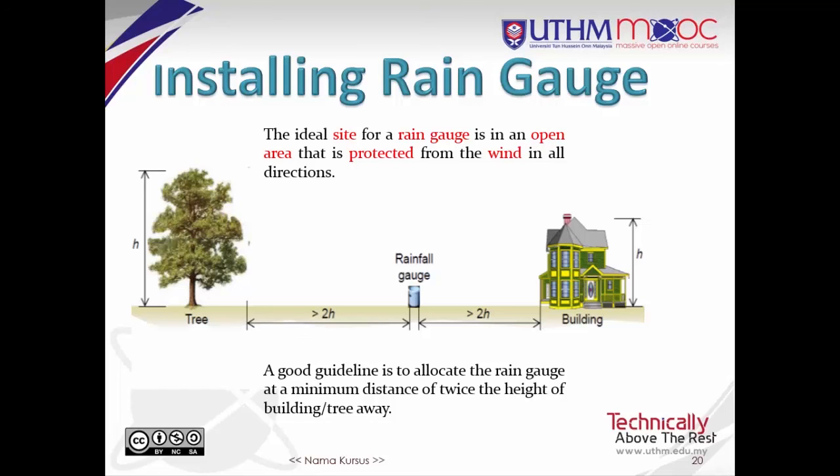The ideal site for a rain gauge is in an open area that is protected from the wind in all directions. Therefore, rain gauges should be sited in an open area away from the external factors mentioned earlier. A good guideline to follow as a minimum distance from these objects is twice their height.